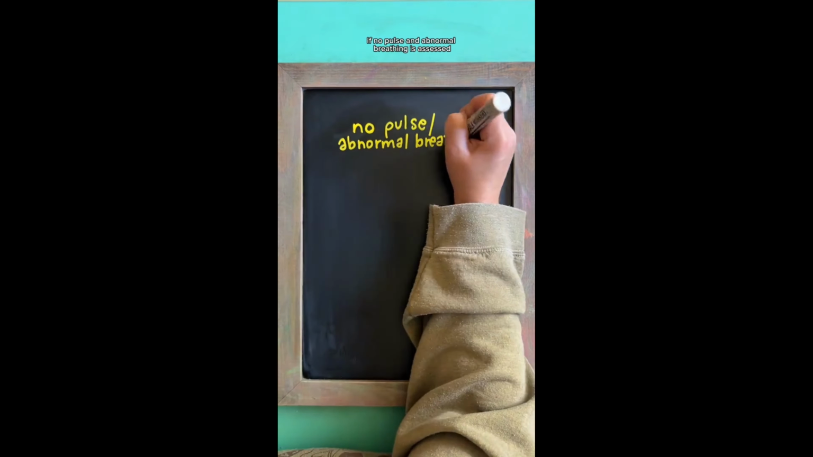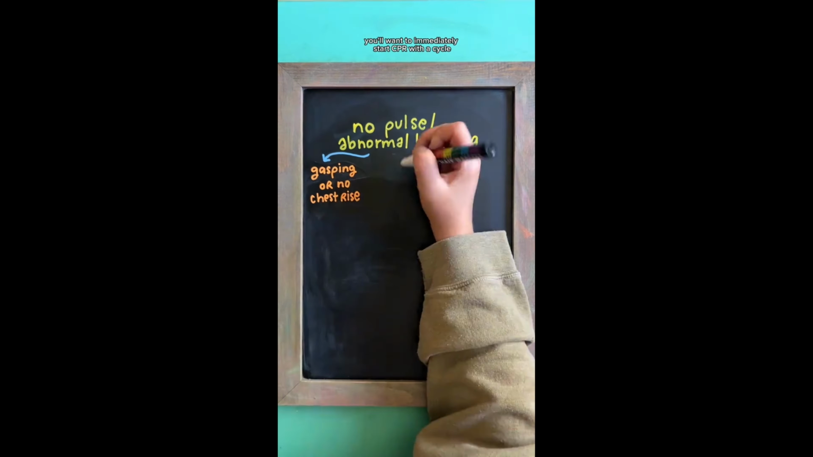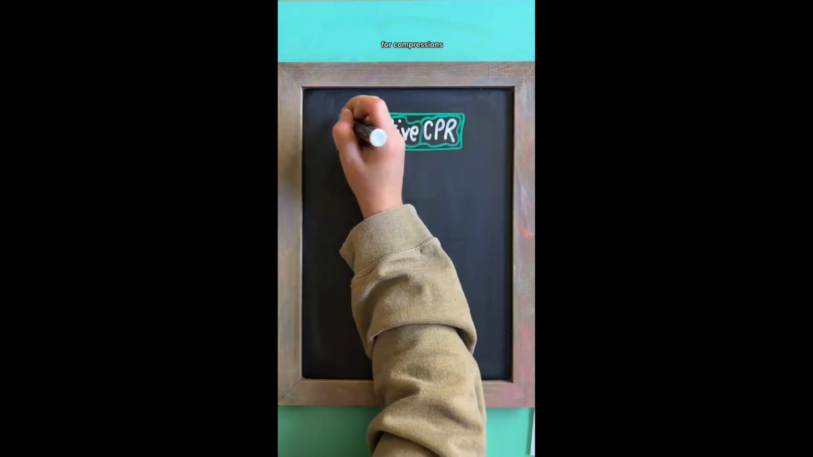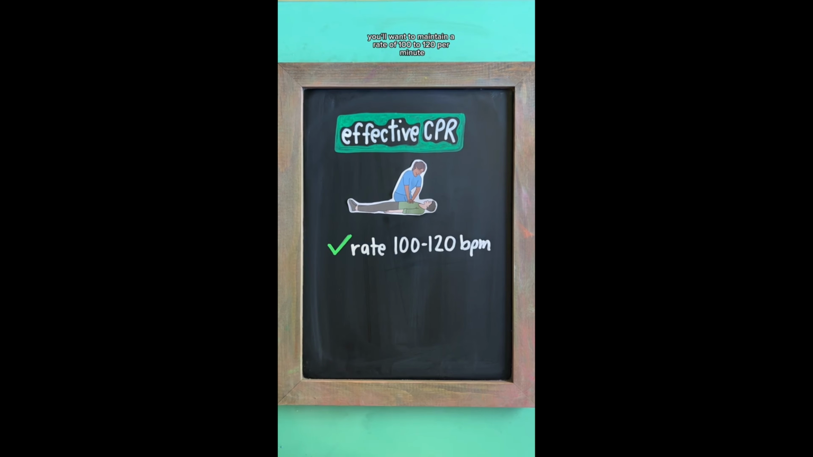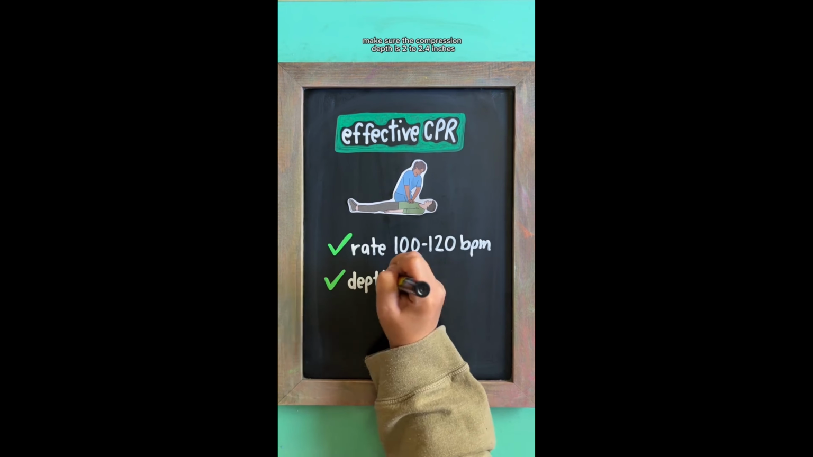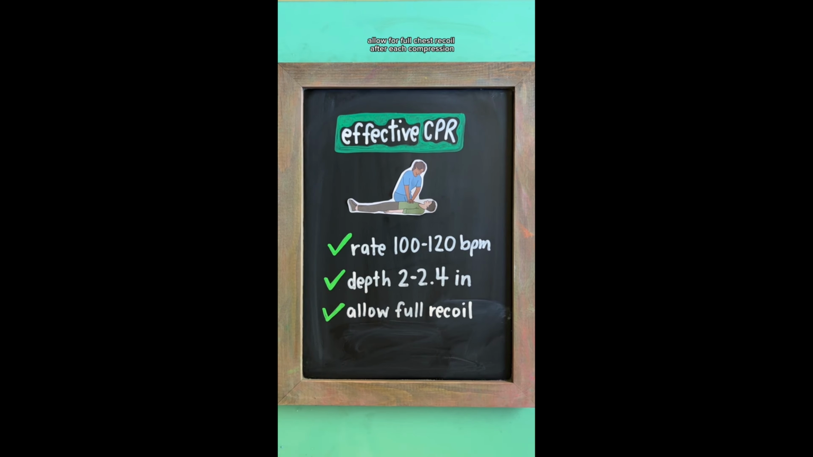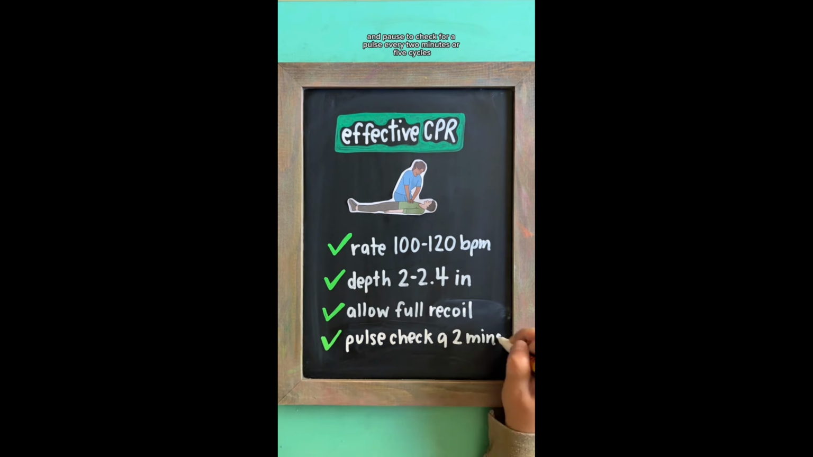If no pulse and abnormal breathing is assessed, you'll want to immediately start CPR with a cycle of 30 chest compressions to 2 breaths. For compressions, you'll want to maintain a rate of 100 to 120 per minute. Make sure the compression depth is 2 to 2.4 inches. Allow for full chest recoil after each compression, and pause to check for a pulse every 2 minutes or 5 cycles.